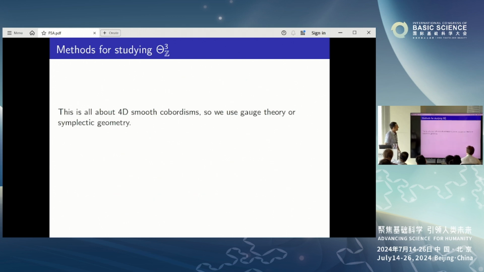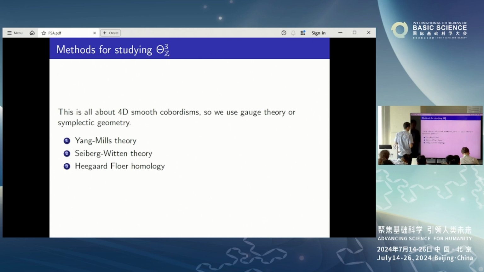Okay, so now let's talk about the methods for studying theta 3Z. So theta 3Z is about homology 3-spheres and cobordisms between them, which live in 4 dimensions. So this is a question in what people call 3+1 dimensions. And okay, the way I described it was all about triangulations and PL structures, but in dimension 4, PL is the same as smooth. So PL structures are the same as smooth structures. So we can just think about smooth cobordisms. And smooth 4-dimensional manifolds are studied using gauge theory or symplectic geometry. These are the main methods.